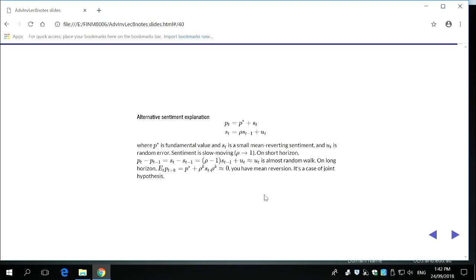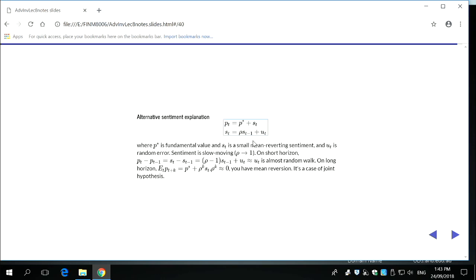Alternatively, I can write down a model that says the price equals the fundamental price, which is P star, plus some sentiment S_t. So the fundamental is rational, but sentiment acts as the error term. But how will my sentiment change? My sentiment is mean reverting, or has a coefficient on the lag sentiment. So S_t equals some rho times S_{t-1} plus some error term.